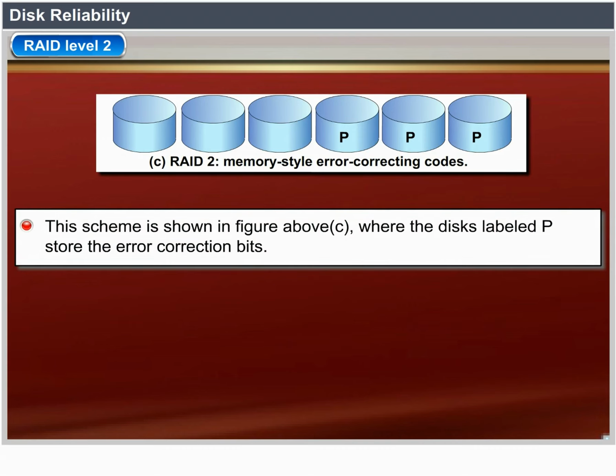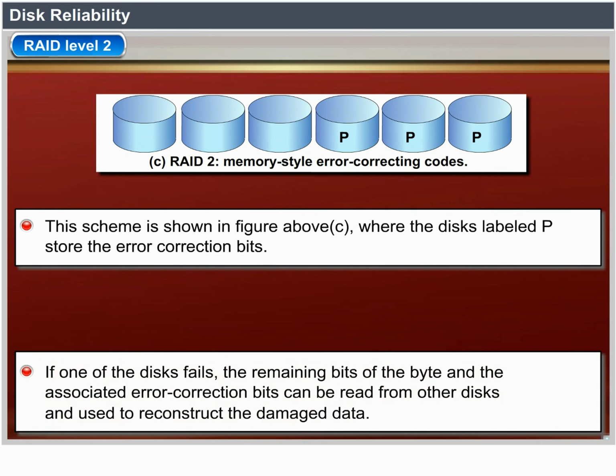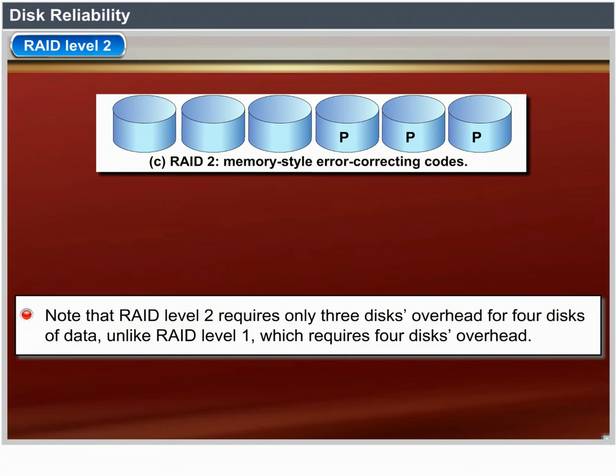If one of the disks fails, the remaining bits of the byte and the associated error-correction bits can be read from other disks and used to reconstruct the damaged data. Note that RAID Level 2 requires only 3 disks overhead for 4 disks of data, unlike RAID Level 1, which requires 4 disks overhead.